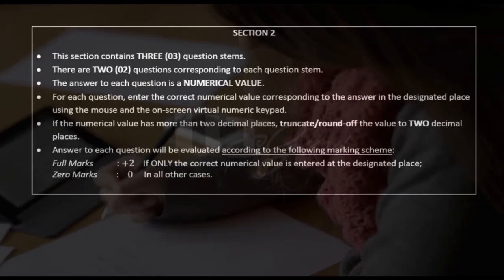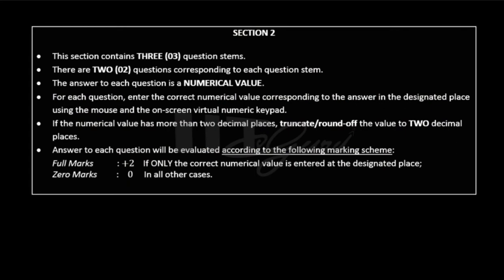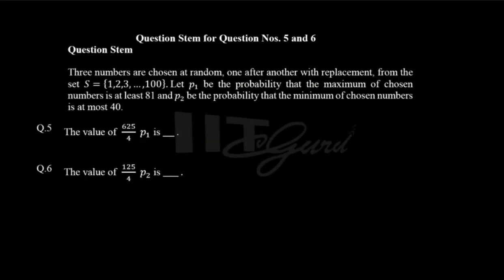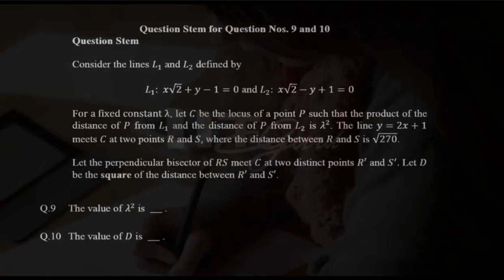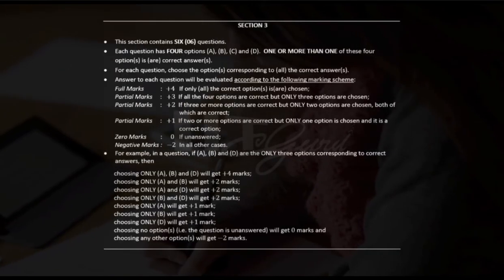Section 2 consists of 3 comprehensions. Each comprehension has 2 questions. The first comprehension is from probability, the second comprehension from matrices, and the third comprehension from straight lines. And section 3 consists of 6 questions.